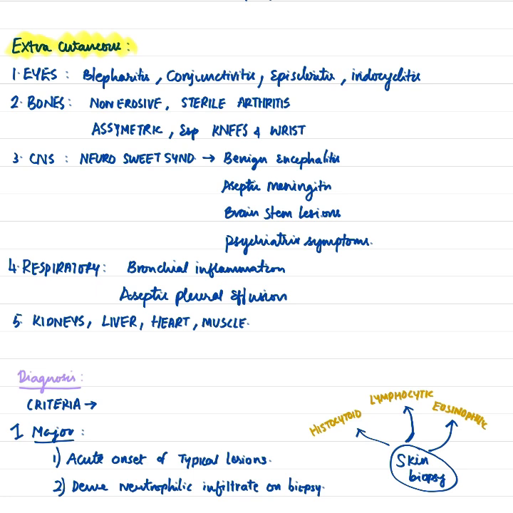Bones, they can be involved asymmetrically, and the type of arthritis seen is non-erosive and sterile, and the most common joints affected are the knees and the wrist joint.